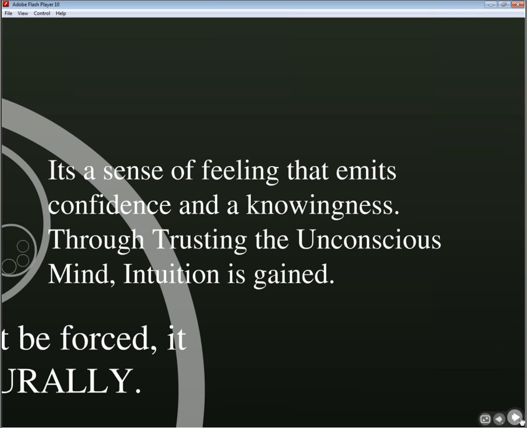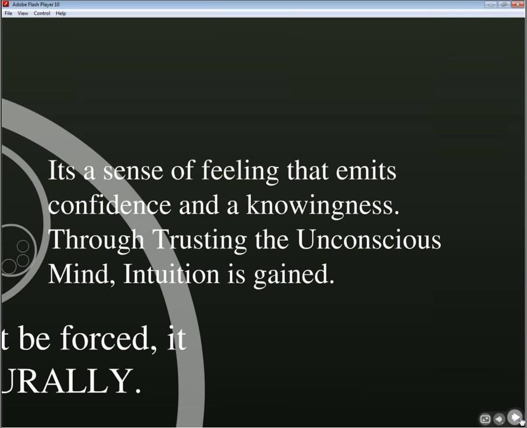So make sure you understand what confidence and knowingness feel like. If you're not quite sure, self-inquire, go within, take yourself to moments where you have known something is about to happen, and notice the sensations and feelings that arose. Notice the sensations and feelings that arose when you were actually confident about something happening, and it did happen. That is actually the feeling behind intuition, and that is what you want to look for.